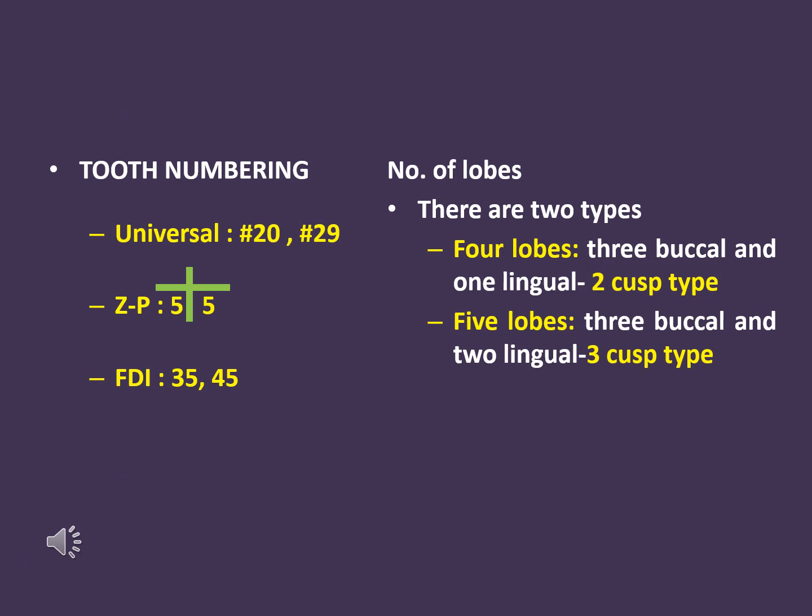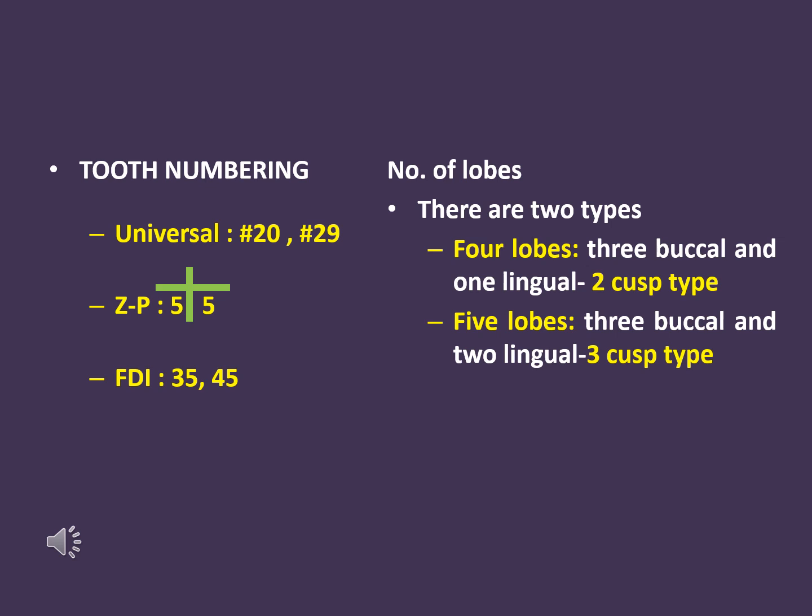Now we'll see the number of lobes that is present in mandibular second premolar. They are mainly of two types, that is 4-lobe type and 5-lobe type. 4-lobe type is mainly seen in 2-cusp pattern, whereas 5-lobe type is mainly seen in the 3-cusp pattern. In 5-lobe type, there are 3 buccal lobes and 2 lingual lobes. It is mainly seen in the 3-cusp type. Whereas in case of 4-lobe type, there are 3 buccal lobes and 1 lingual lobe. It is mainly seen in the 2-cusp pattern type.